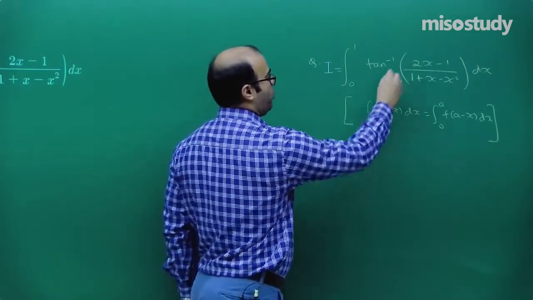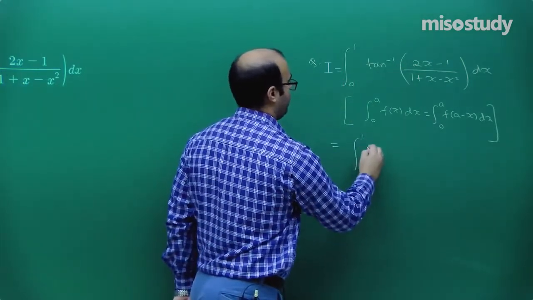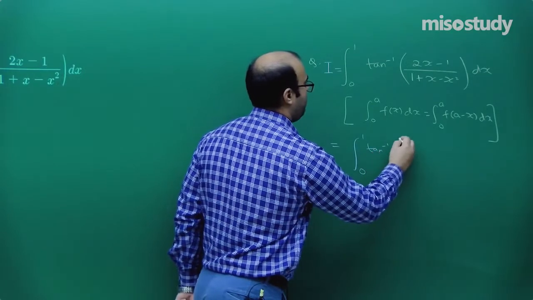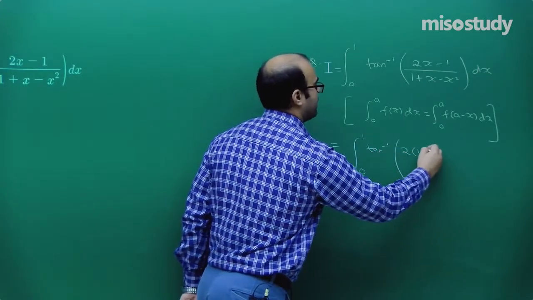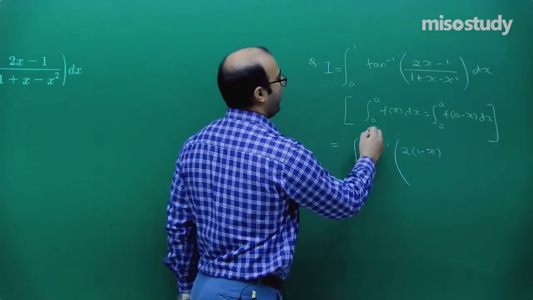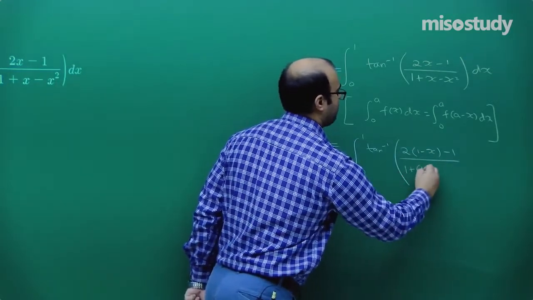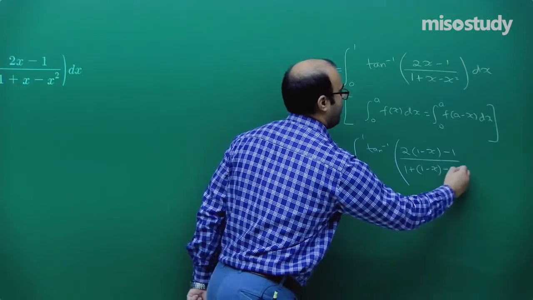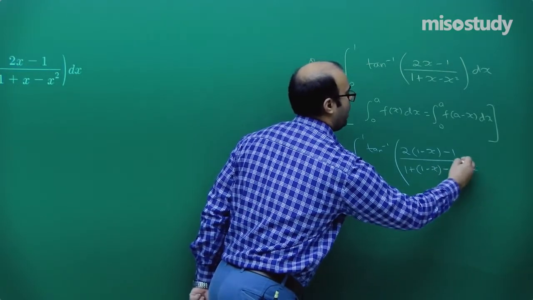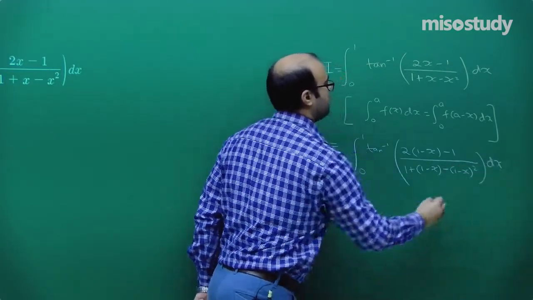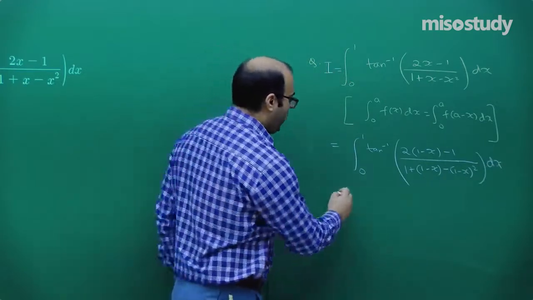Now, we apply this property here. So, 0 to 1 tan inverse, in place of x we will now use 1 minus x, that is 0 to 1 tan inverse of (1 minus x) minus 1 upon 1 plus (1 minus x) minus (1 minus x) whole square dx. So, this is what we get here. Now, let us simplify this.